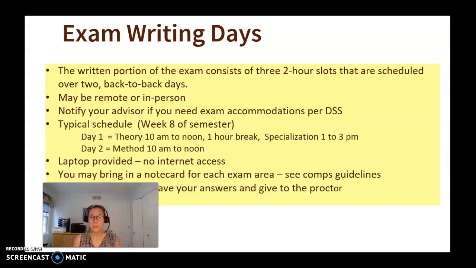Day 2 is a little bit lighter. You write on just your methodology. Again, you write from 10 to 2 and you're finished. A laptop will be provided to you by the School of Communication, as well as the writing space.